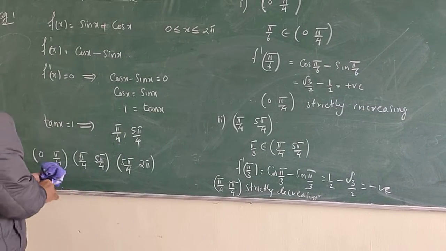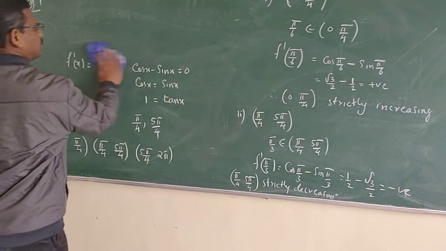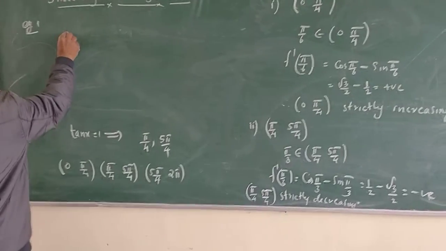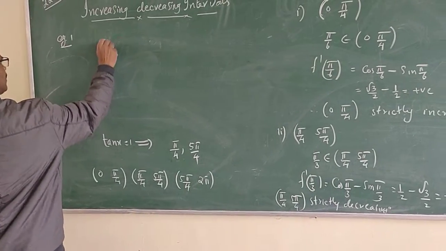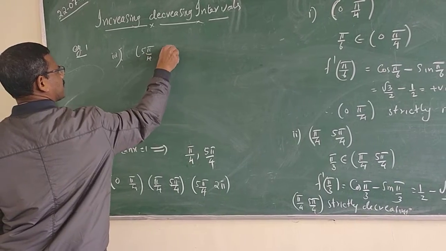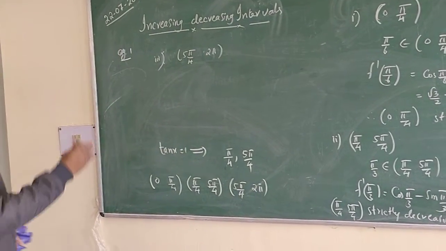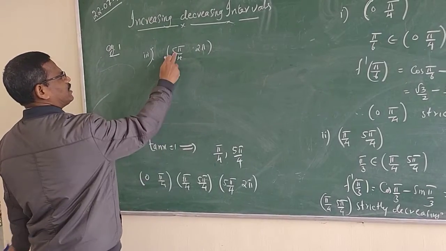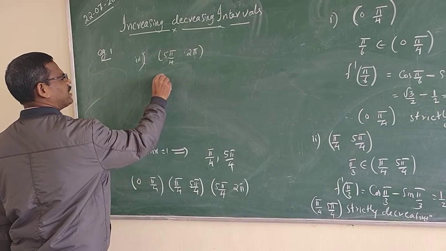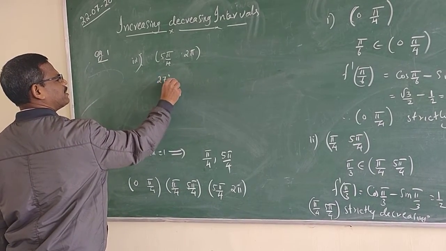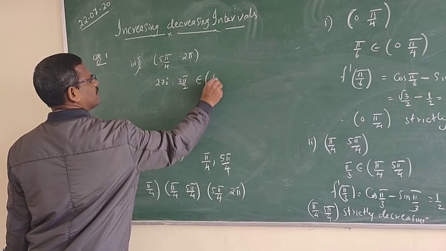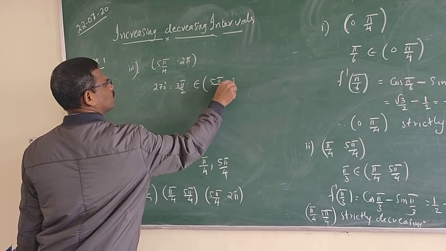So two intervals are over. Now let us go to the third one. That is 5 pi by 4 to 2 pi. Take a point of this interval. It is 225 and this is 360. Let me take 270 degrees. 270 degrees means 3 pi by 2. It belongs to 5 pi by 4 to 2 pi.